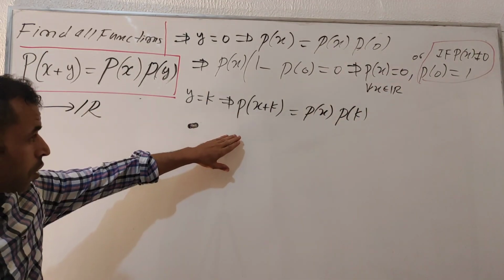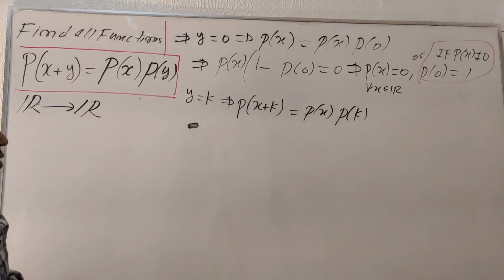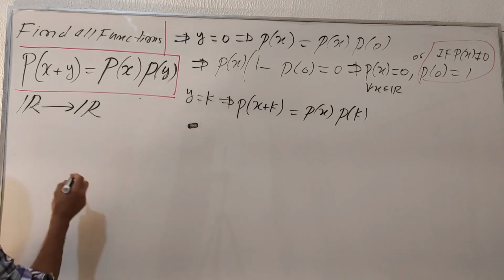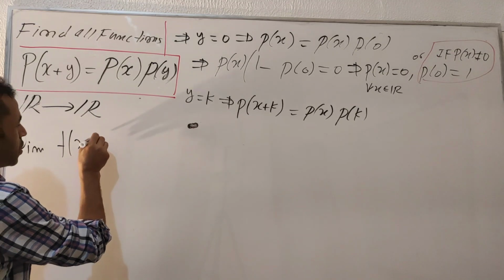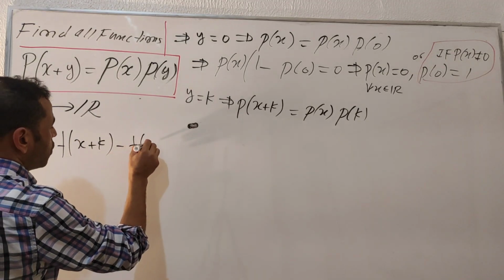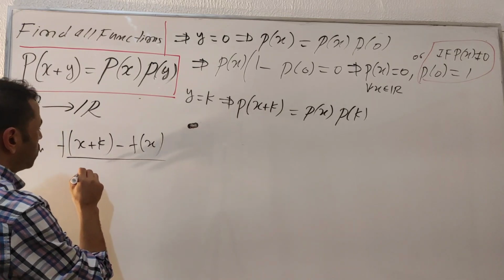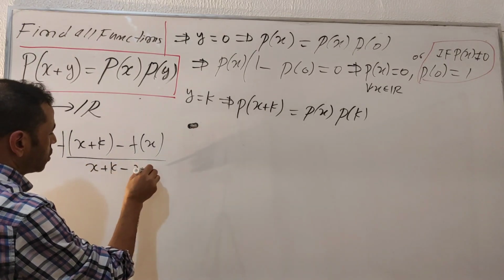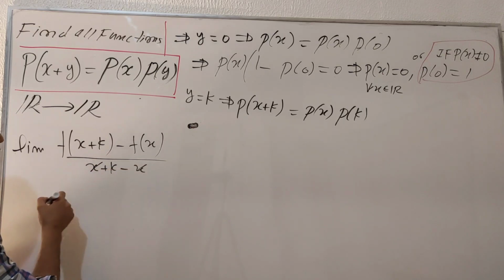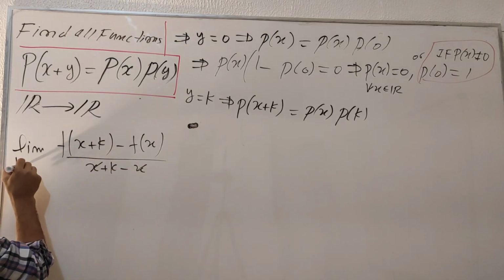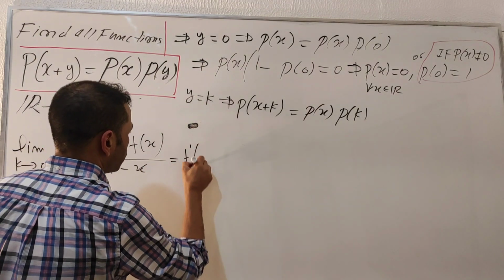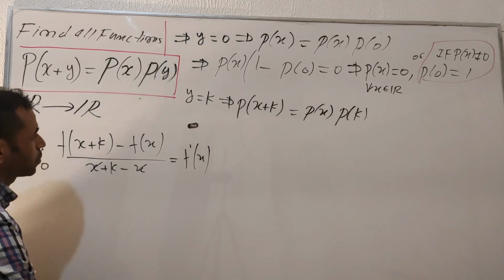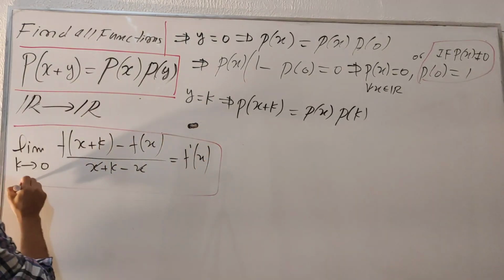Before we move on, I'm going to remind you about a very important and useful derivative function definition. If we have the limit of f of x plus k minus f of x divided by x plus k minus x, canceling out x from numerator and denominator, when k is approaching 0, this equals f prime of x. This is the definition. So we are going to use this definition here.